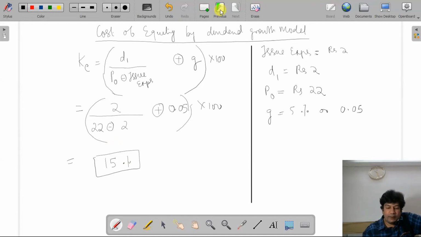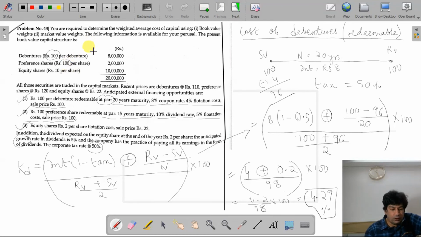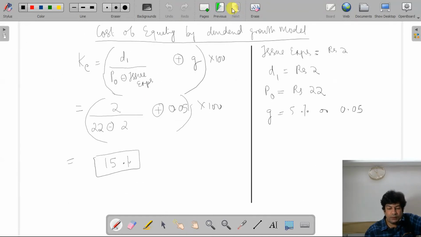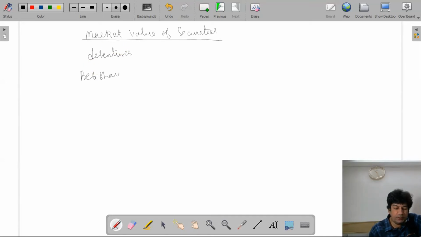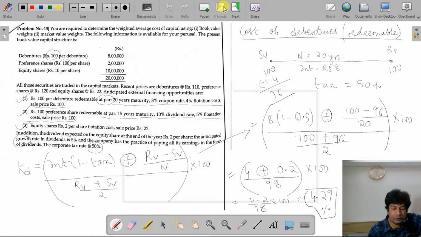Now I think we have found out everything. Cost of debentures, cost of preference shares, cost of equity, everything we have found out. Now we are going further, and now we need to find the market value of the securities. So I have debentures, then preference shares, and then equity shares. So we are going to calculate the numbers of debentures and all those things.